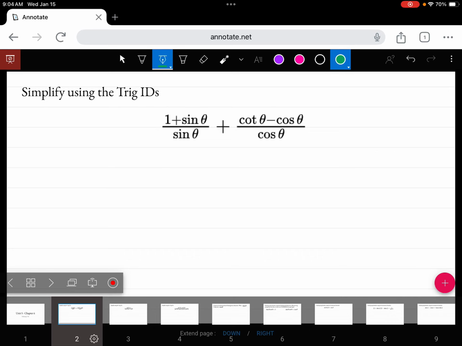All right. So we're going to be simplifying. We're using all those trig identities we looked at yesterday. So first thing we're going to do is wait and listen.